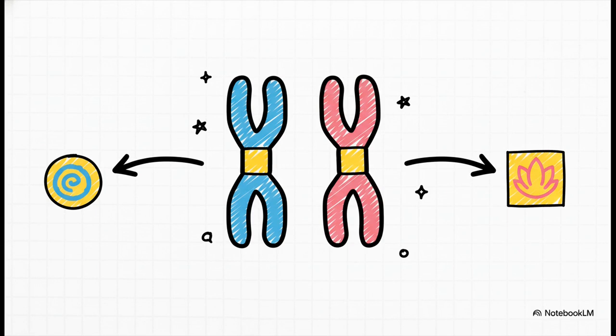And here is where it gets truly wild. A tiny little deletion in one specific region of chromosome 15 can cause two completely different, totally distinct clinical syndromes, and the only thing that matters is whether you inherited that deletion from your father or from your mother.